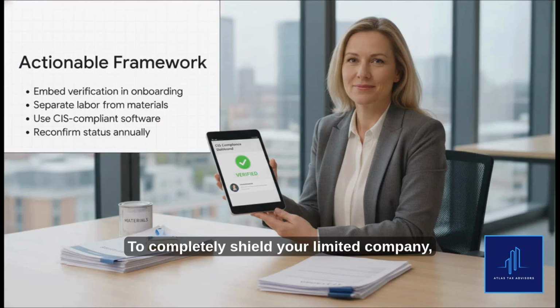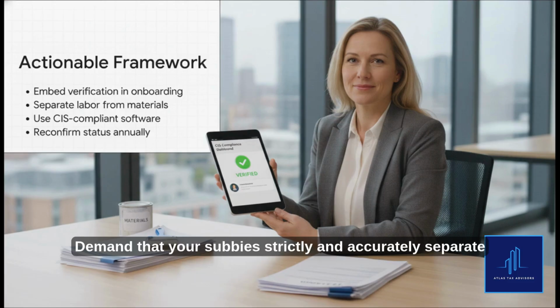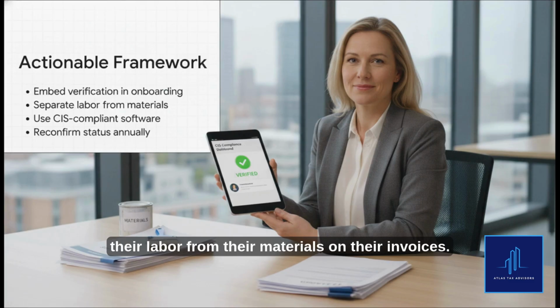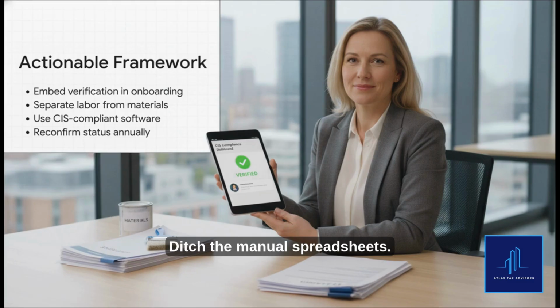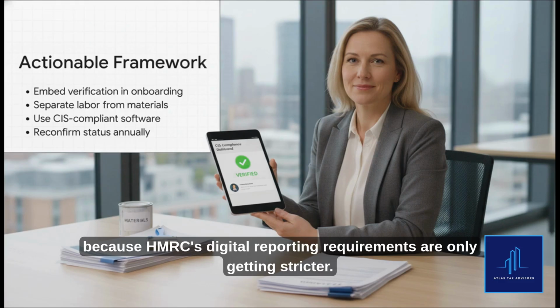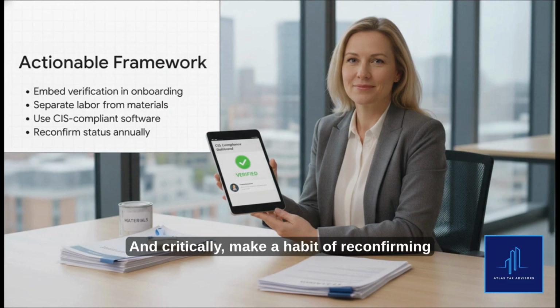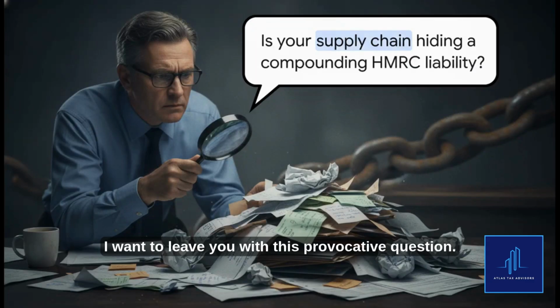To completely shield your limited company, you need to implement this actionable framework today. Make HMRC verification a mandatory, non-negotiable gate before you ever onboard or pay any subcontractor. Demand that your subbies strictly and accurately separate their labor from their materials on their invoices, because remember, CIS deductions legally only apply to the labor chunk. Ditch the manual spreadsheets. Use modern CIS compliance software to automate your monthly returns, because HMRC's digital reporting requirements are only getting stricter. And critically, make a habit of reconfirming everyone's status annually just in case their standing with HMRC has slipped.